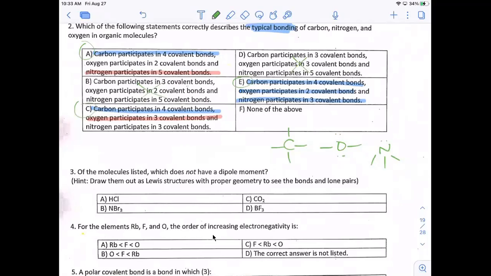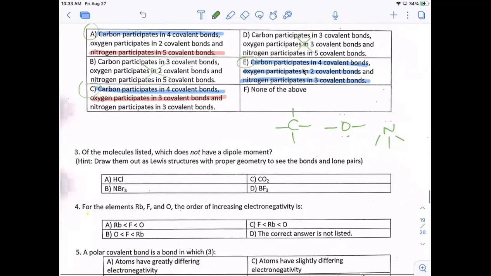All right, let's go back to number 3 of the molecules listed. Which one does not have a dipole moment? How do we answer that question? What do we need to know about dipole moments to answer that question?